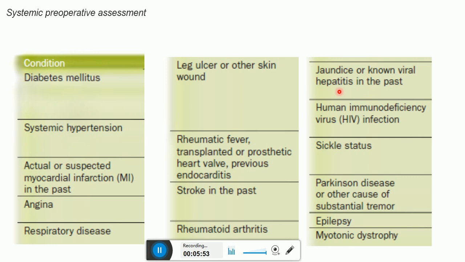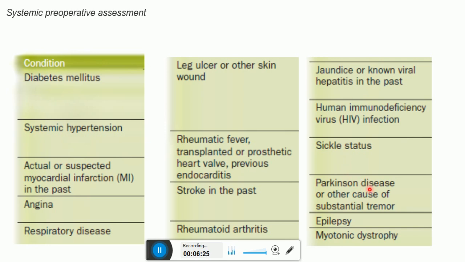Another condition is HIV infection. If there are any high risk factors, has the patient undergone an HIV test in the past? Special precautions to avoid needle stick injury may be necessary. And there is sickle status. For patients of Southern Asian and Afro-Caribbean ethnic origin, inquire about sickle status. Blood test if unknown and general anesthesia is planned.